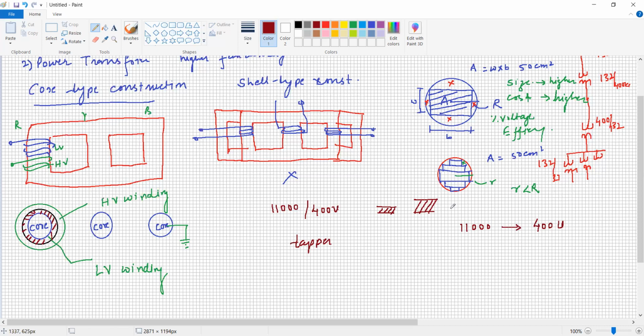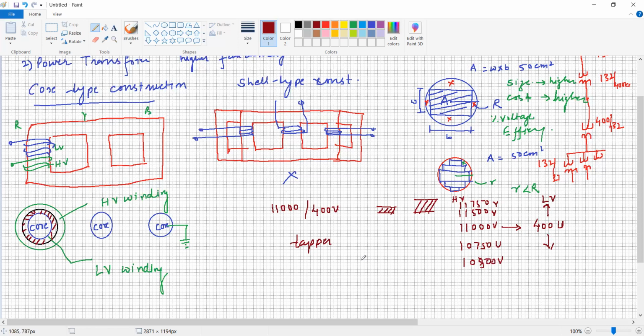When the HV winding voltage is 11,000 volt, the LV winding is the same. Now there may be 11,500 volt, or 11,750 volt in the primary winding, but we want the voltage to be constant at any primary voltage, isn't it? So for some particular range of primary voltage, the voltage should remain at 400 volt.